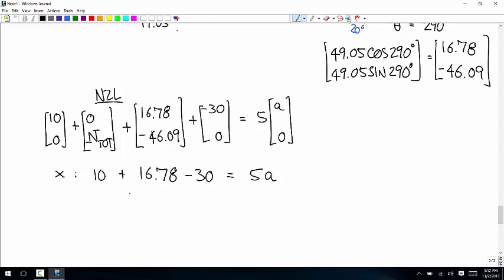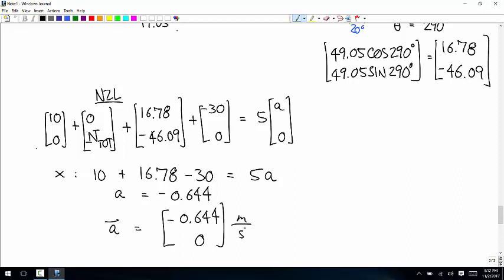Sounds about right. Okay. And so the acceleration vector is equal to negative 0.644, 0 meters per second squared.